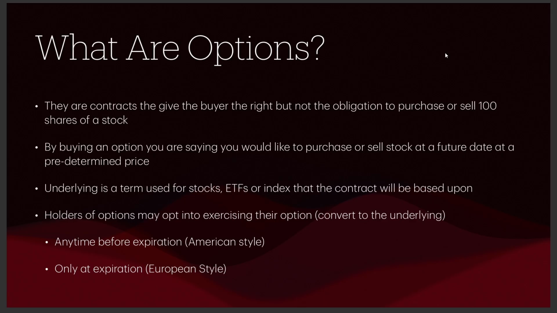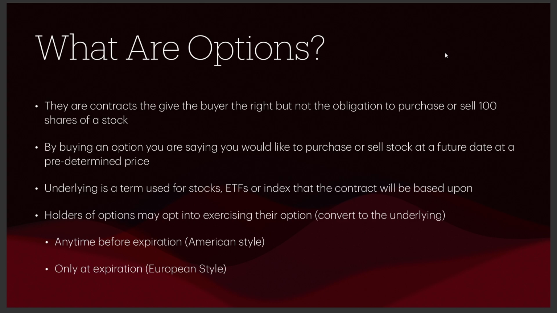By buying the option, you're saying that you want to purchase or sell at that future date at a predetermined price, which we call the strike price. An underlying is just a term used for any stock, ETF, or index, and that's what the contract is basing itself on, basically what the option is attaching itself to. So if I want to trade an option, I would choose either a stock, ETF, or index. An example of that would be Amazon stock, or you could trade options on QQQ, which is an ETF, or you could trade SPX, which is an index.